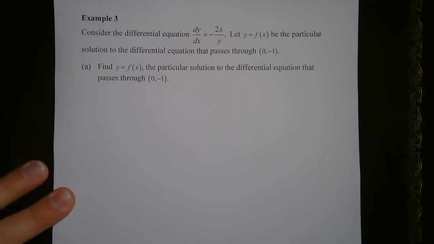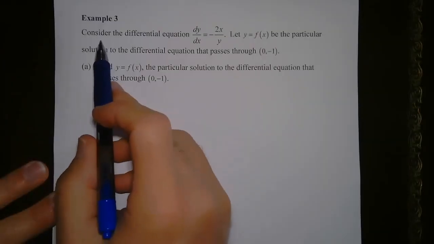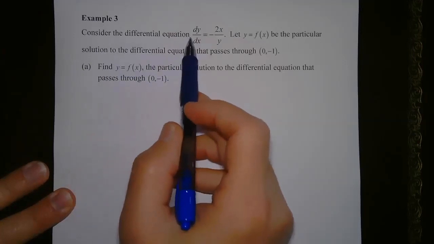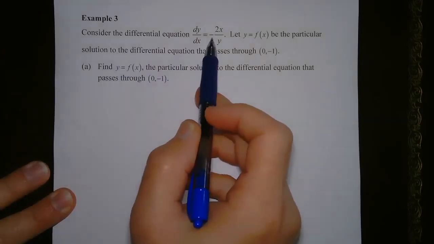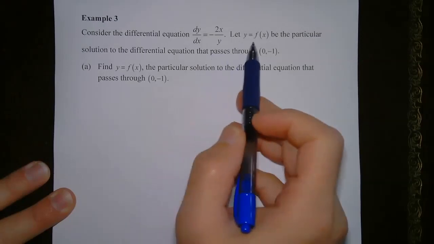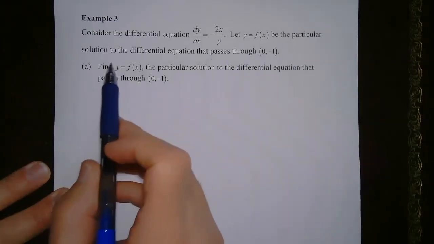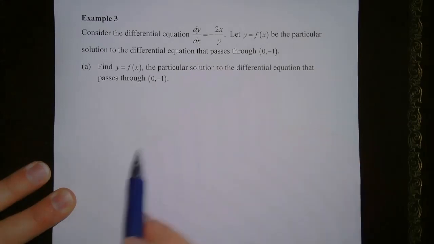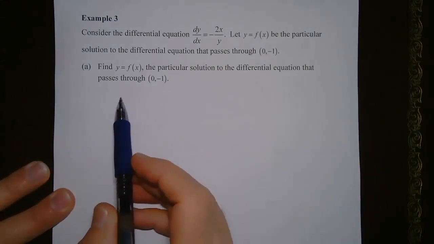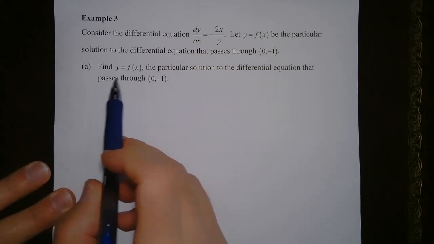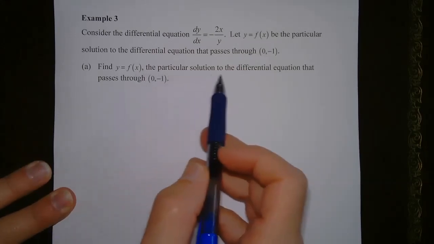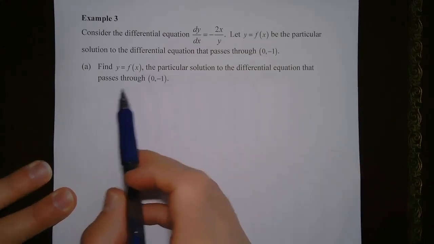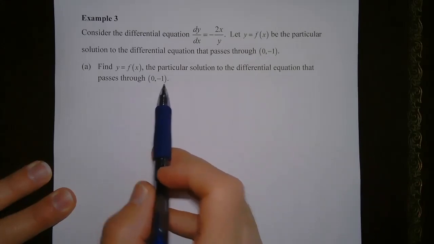All right, for this next example, example 3, I want to consider the differential equation dy over dx is equal to negative 2x over y. Let y equals f of x be a particular solution to the differential equation that passes through (0, negative 1). Okay, this is actually from an old AP exam, okay? So find y equals f of x, the particular solution to the differential equation that passes through (0, negative 1).